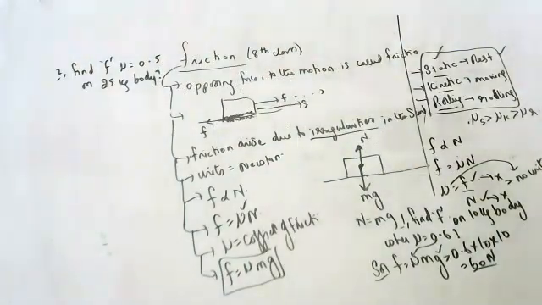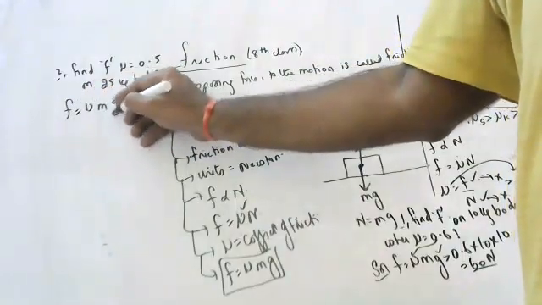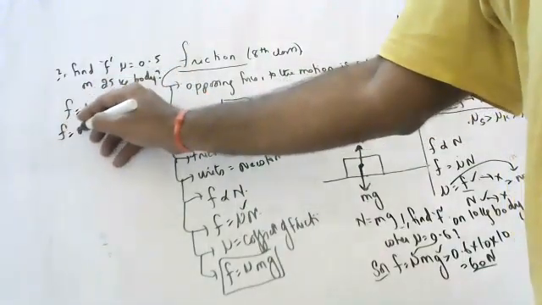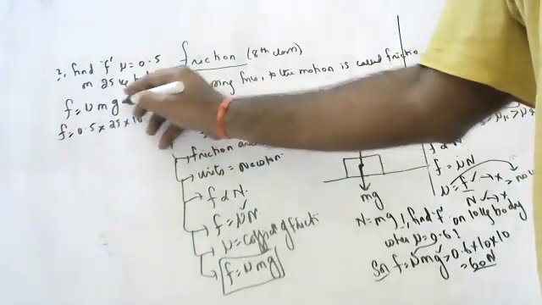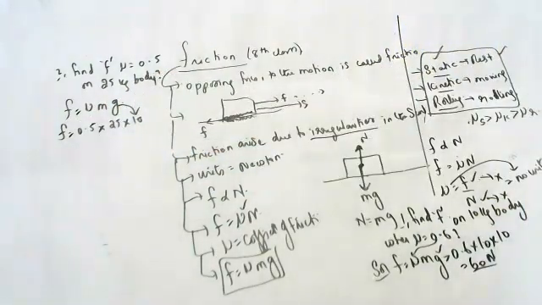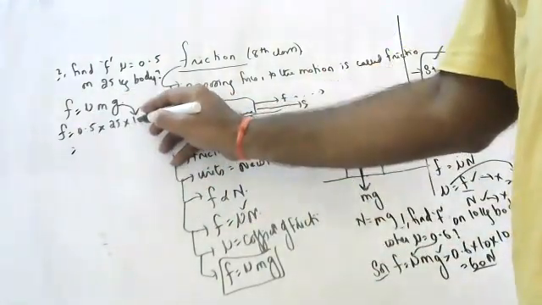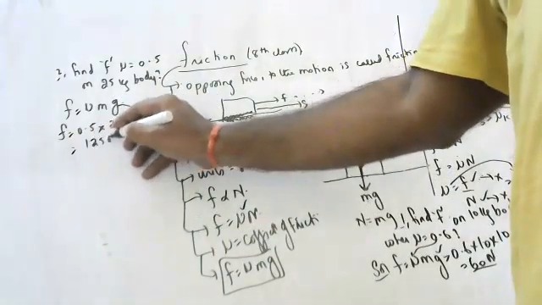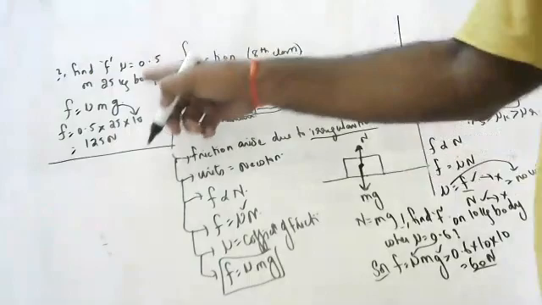Vedant, can you tell how to do this? Yes, sir. Force is equal to mu mg. Force is equal to 0.5 times 25 times 10. Gravity is 10 only. So 0.5 into 25 into 10, 125 newtons is the frictional force acting on that body.